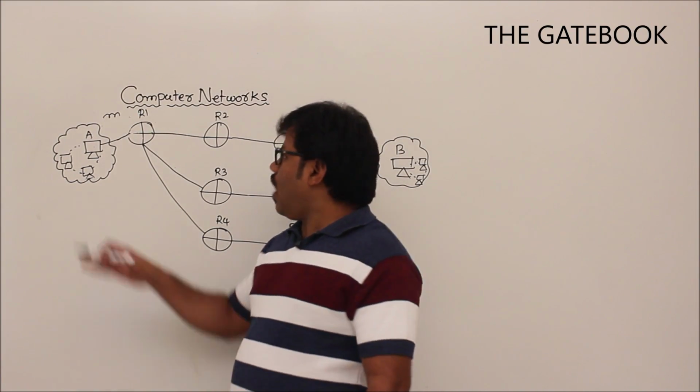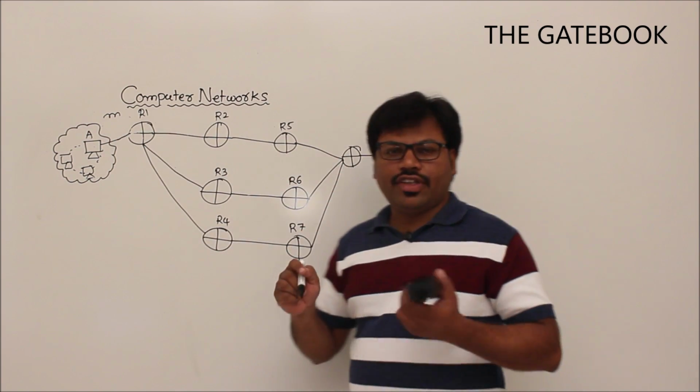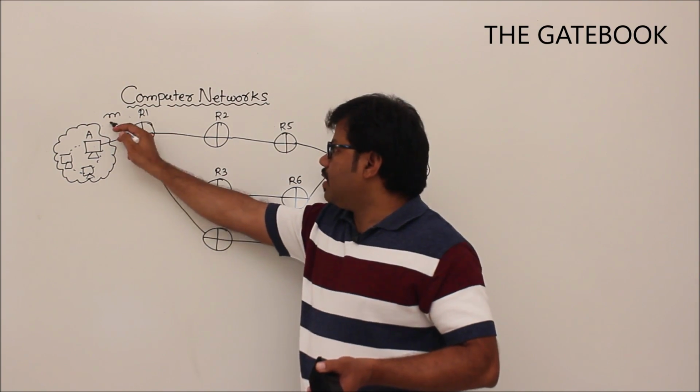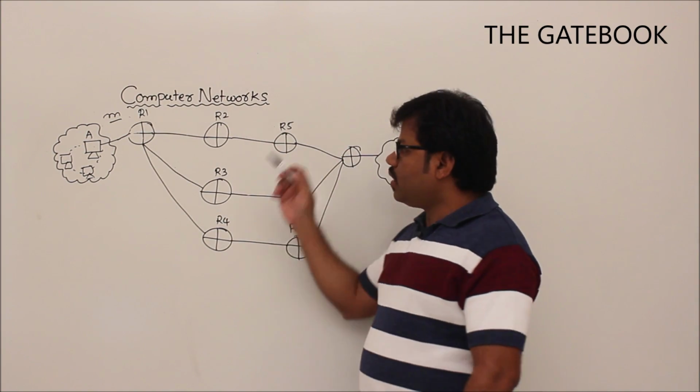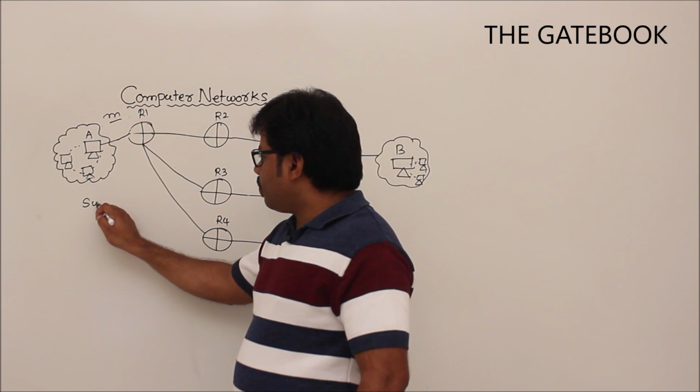Let's begin. You have a communication network like this and you have two devices A, B. Now the question is how A can forward its message M to B. I would like to talk about the technology part. That technology is called switching.